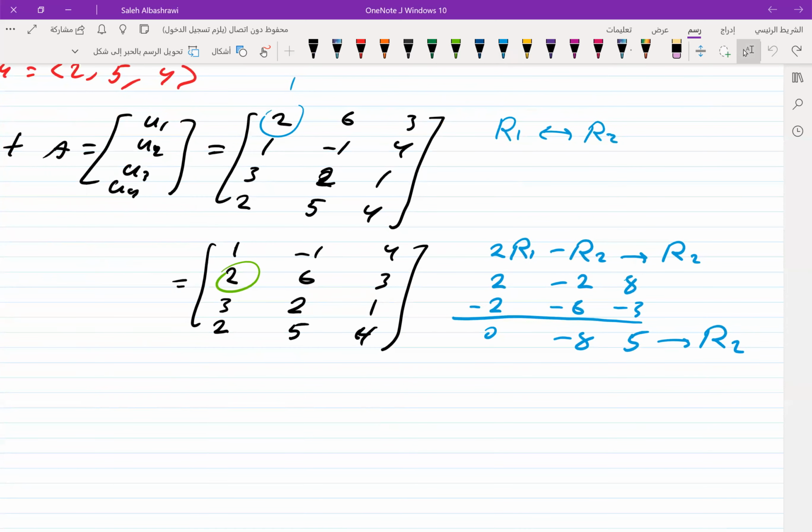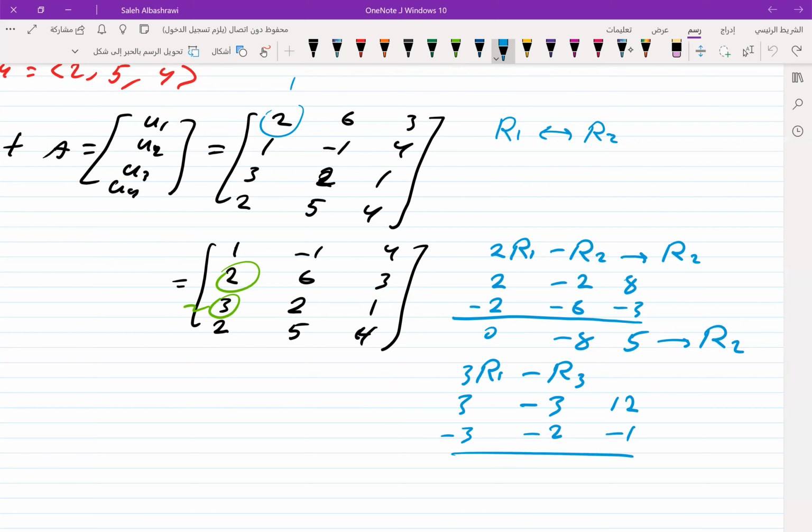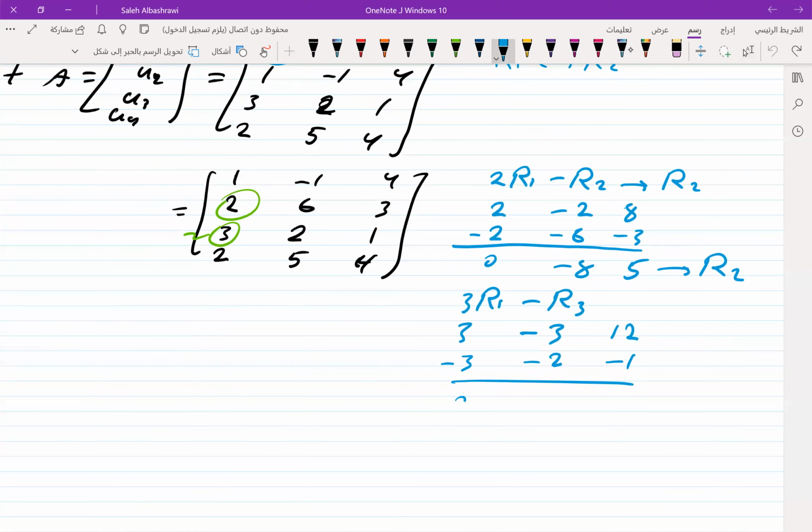Same thing, I'm going to make this equal to 0 also. So multiply R1 by 3. 3R1 minus R3. I will have 3 minus 3, and 12 minus 1... R3, or minus R3, is minus 3, minus 2, minus 1. 0, minus 5, and 11. This is R3.